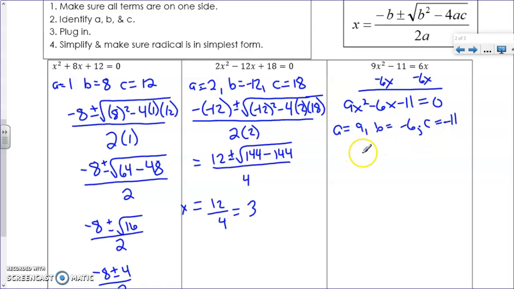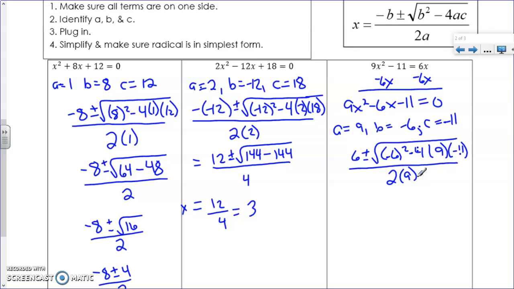All right, so negative 6 would be a positive 6 plus or minus the square root of negative 6 squared minus 4 times 9 times negative 11, divided by 2 times 9. Good? All right. So that's going to give me 6 plus or minus 6 squared is 36. 4 times 9 is 36 times negative 11 is positive 396.